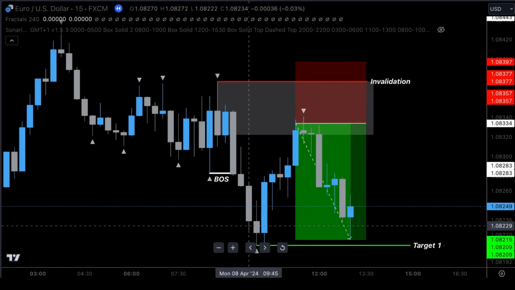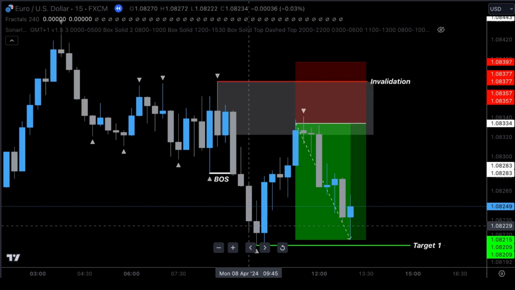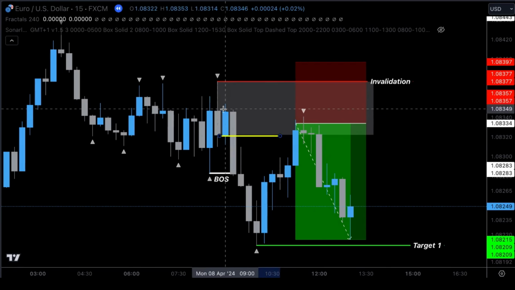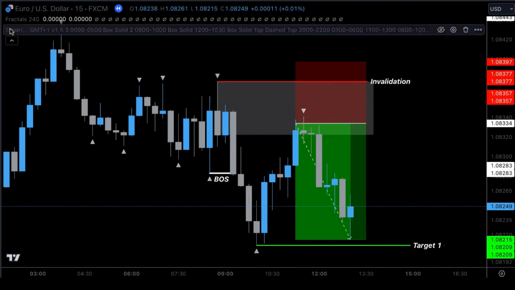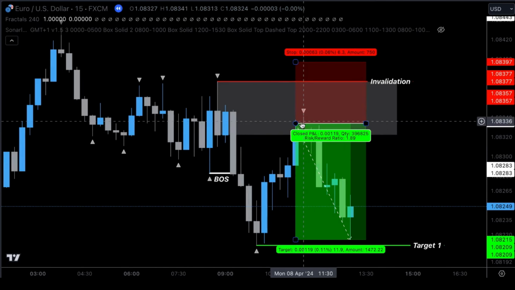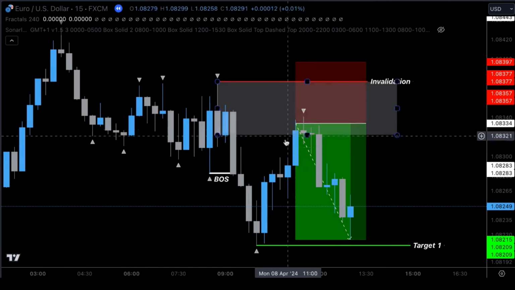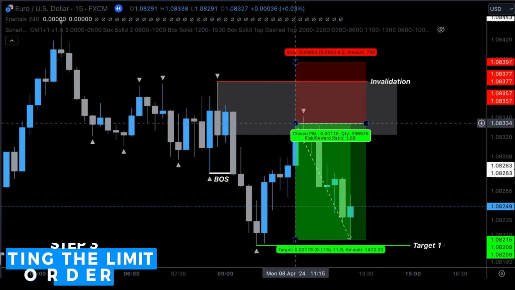Step number 2, we need to mark on our point of interest, i.e. the order block. So that is the last up candle before the sell-off to the downside. So the point of interest is identified in this grey shaded area. This is the area that we're looking to short out of. So if and only if price comes into that area, then I will be looking to execute the short trade. Step number 3, of course, is setting the limit order and the stop loss and take profit.